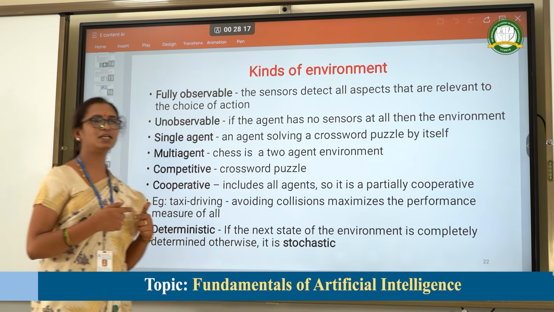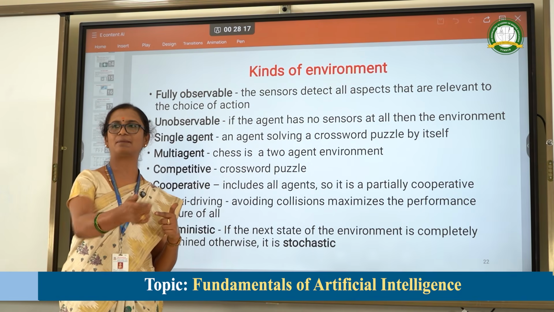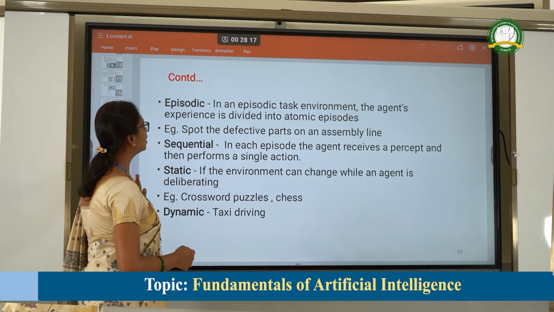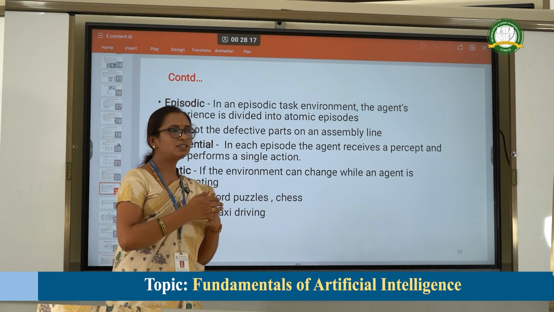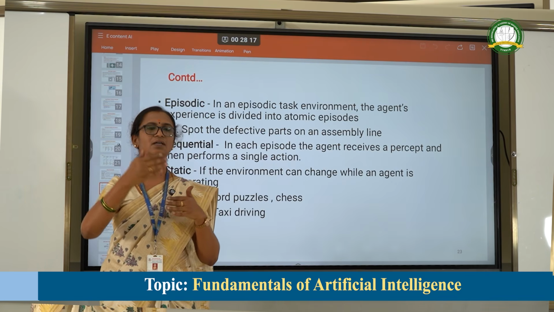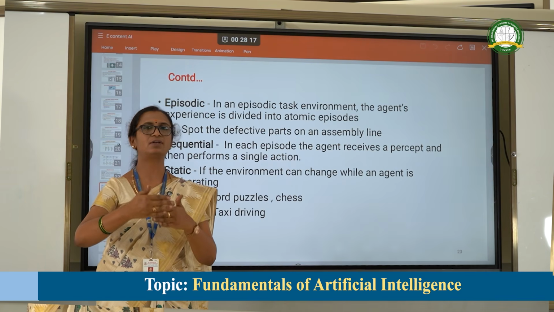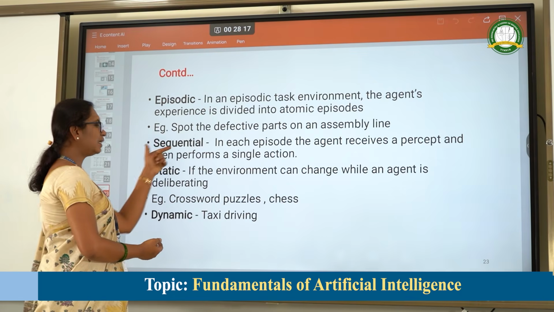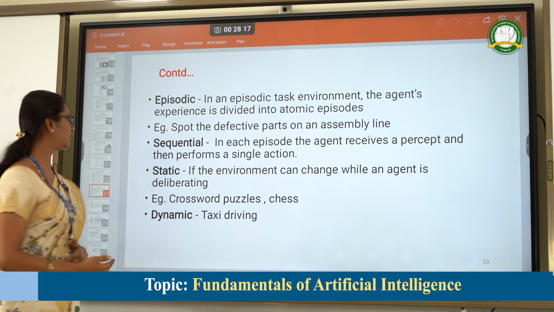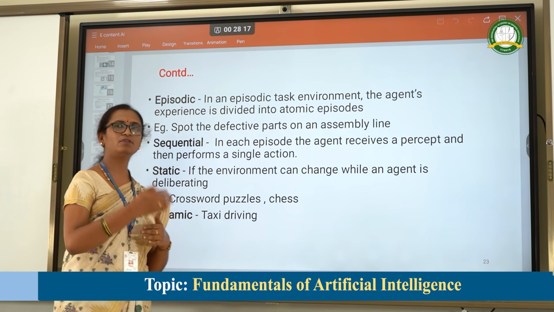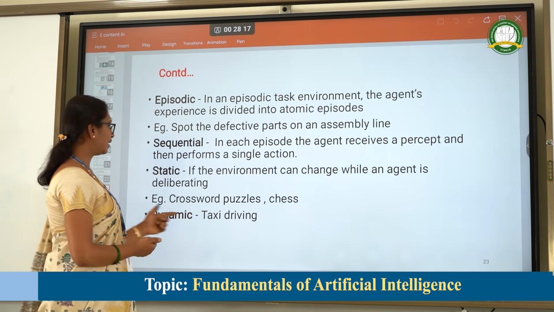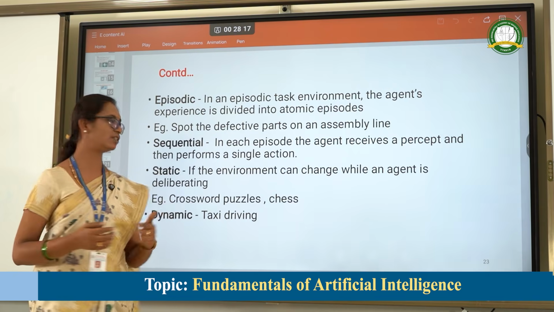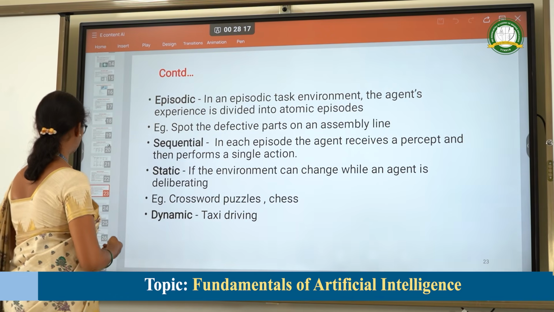Deterministic is if I can predict all the happenings that are going to occur in the environment. Similarly we have episodic, wherein instead of complete sequences, episodes are fixed for some duration, each episode is recorded, and each episode is viewed sequentially. Static is when the environment doesn't change. Then dynamic is when the dynamics of the environment keep changing. A good example is taxi driving.